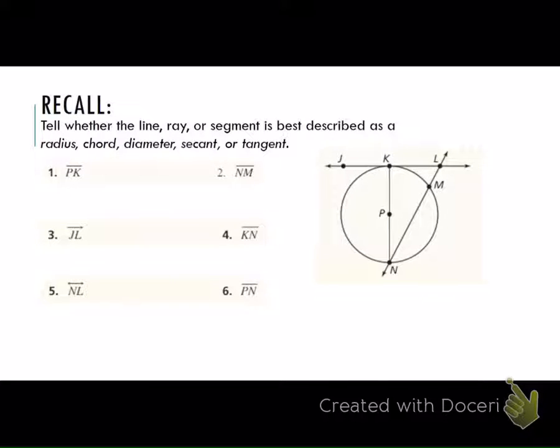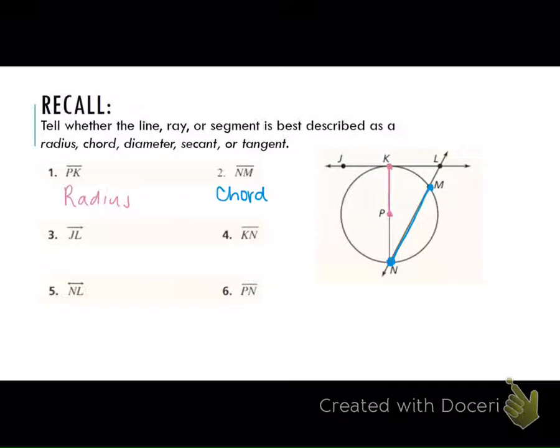Okay. Tell whether the line, ray, or segment is best described as a radius, chord, diameter, secant, or tangent. Okay. PK. Olivia, what would you call PK? Look at it. You know what it is. It's half a circle. What is that called? It's the radius. So PK is the radius. What about segment NM, Hunter? What would you call that? That's a chord because it stops at the circle, like on the circle.